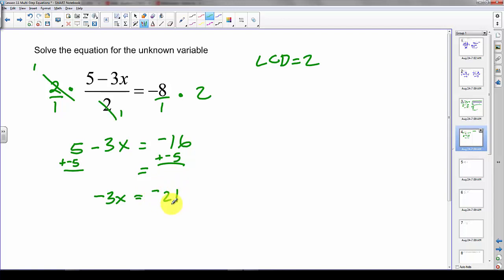That's 21. I'm going to multiply each side by negative 1/3 to undo my multiplication of negative 3. Negative times a negative is a positive 1x. And 21 over 1 times 1 over 3 gives me a positive 7. So x equals 7 in this case.